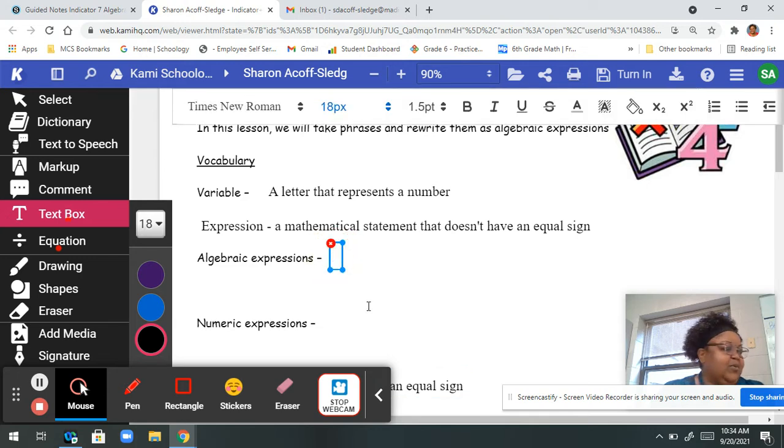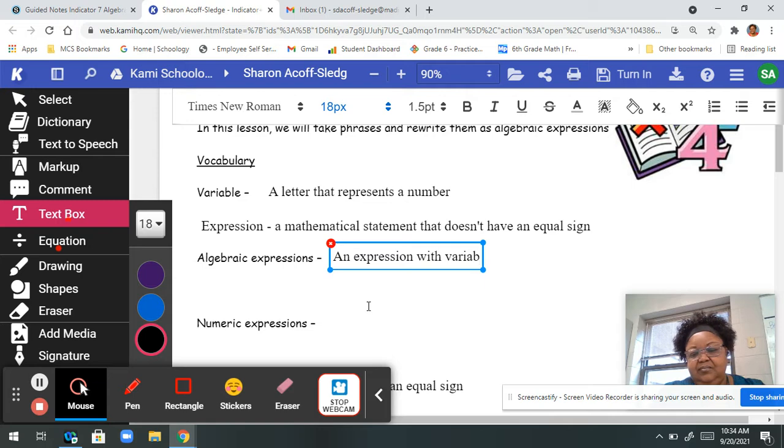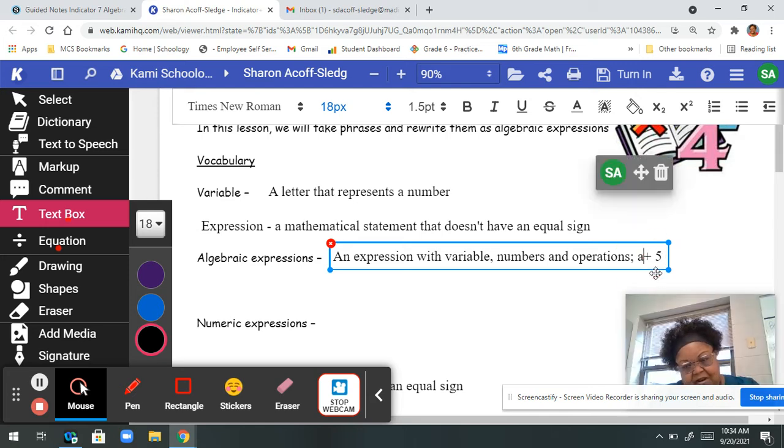All right, so algebraic expressions. What are algebraic expressions? It's simply an expression with variables, numbers, and operations. So an example would be a plus 5. You see, we have a letter, a variable there, our a, which could represent any number. It doesn't have any value until we assign it a value. Our operation is addition, and then we have a number there too.